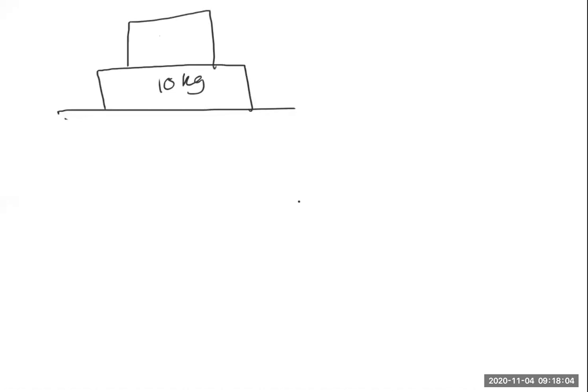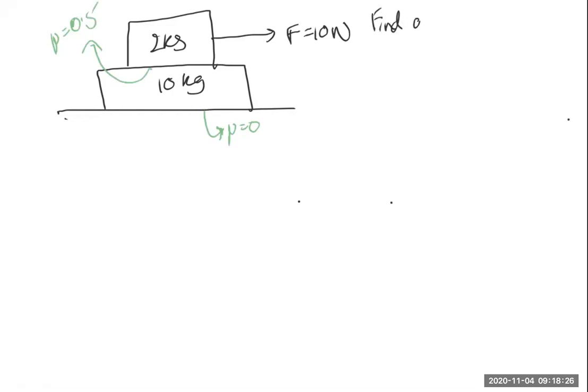So, the question that I had given was something like this. There were two blocks, a 10 kg block and a 2 kg block, and there is a force of 10 newton on the 2 kg block. And yahan pe mu ka value 0 hai, yahan pe mu ka value 0.5, and the question says that find acceleration.